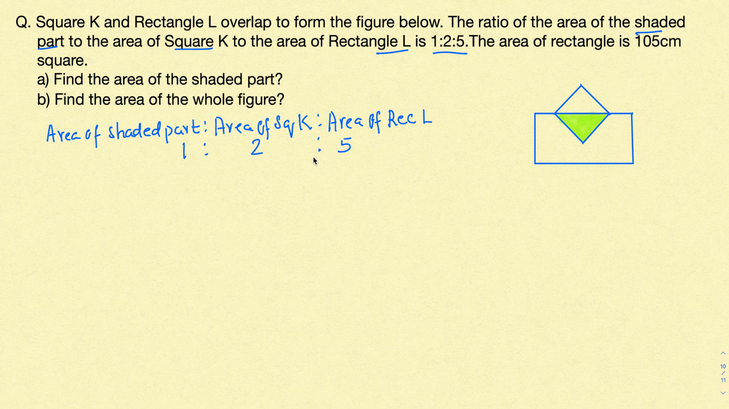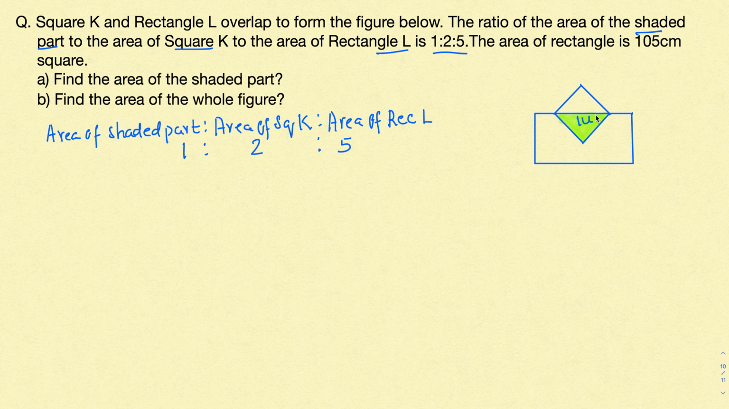1:2:5. Okay, so if you look at the figure, where is the shaded part? This is the shaded part. And what's in the ratio? How many units are there for the shaded part? It's 1 unit, so let's write it here. Now how about the square? The number of units of square is 2 units. The area of the square is 2 units. So when we say area of square, it's both the shaded and the unshaded part.